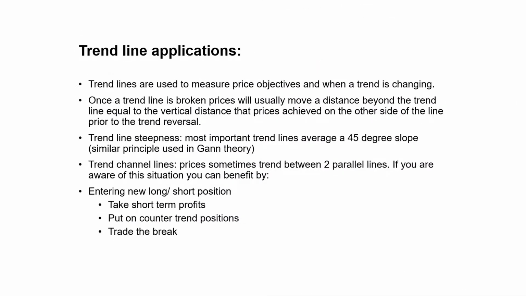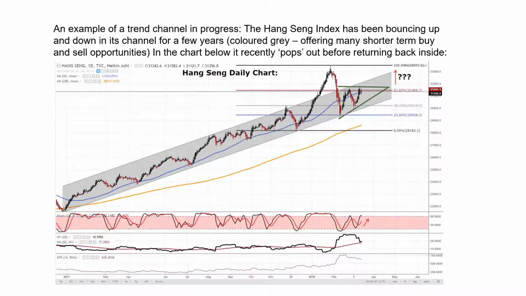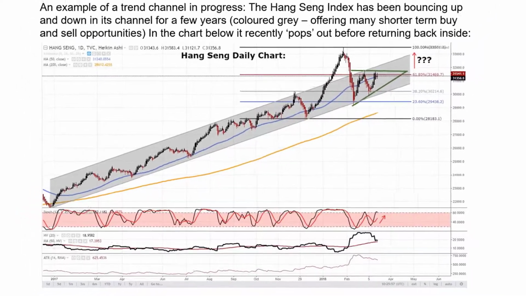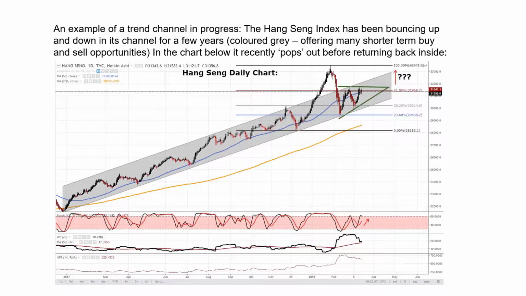So what applications can we use the trend line for? Well, we can use it for price objectives, when the trend is changing, the strength of the trend. 45 degrees is a very important number. That's the optimal trend line. We can use channels to bounce prices between, and we can also do it for entering long short positions and profit loss taking. And we can see here on the Hang Seng a typical channel example of the trend, how the price has moved up and down in a range, popped out briefly and then went back into that range. So it's a very useful tool.